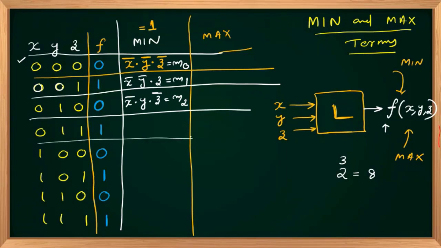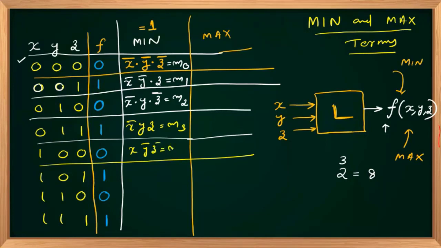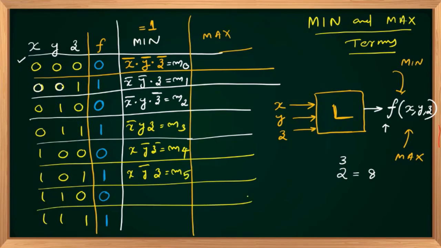So similarly, fourth row, I can easily write it as x bar y z equal to m3. Then fifth row, x y bar z bar equal to m4. Okay. Sixth row, x y bar z equal to m5. Then seventh row, x1 y1 z0 equal to m6. Then all ones implies x, y, z, decimal equivalent is 7. So M7. So for a 3 variable system, I'll have 2 power 3, 8 combinations. So I have a maximum of 8 number of min terms.